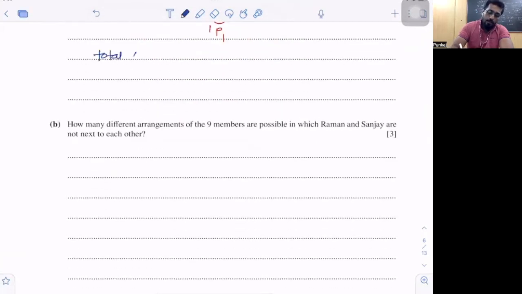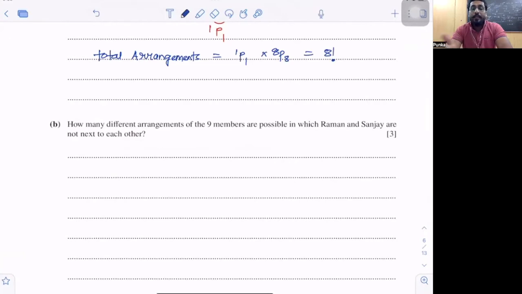So total arrangements. Let's arrange Raman first of all, 1P1 ways, multiplied with, now you arrange the remaining 8 places with 8P8 ways. So that's going to be 8 factorial because 1P1 is 1, right? 1 factorial is 1. And then you have 8P8, that is 8 factorial. So what's the answer for 8 factorial? It's 40320. So it's simply 40,320 different arrangements can be there when Raman comes in the center place and the remaining 8 players are on either side of Raman. So that's the first part, 1 mark question.